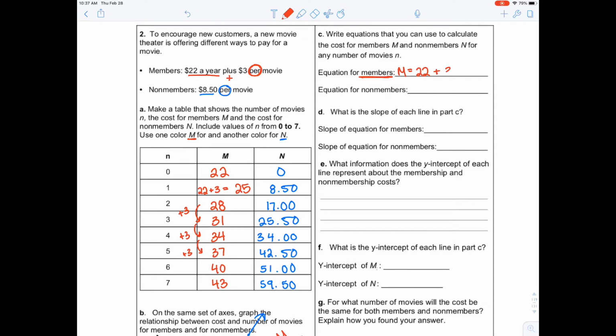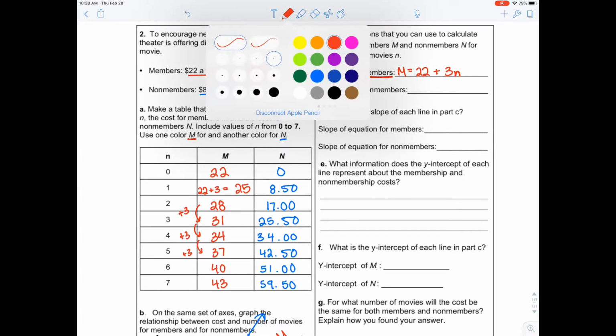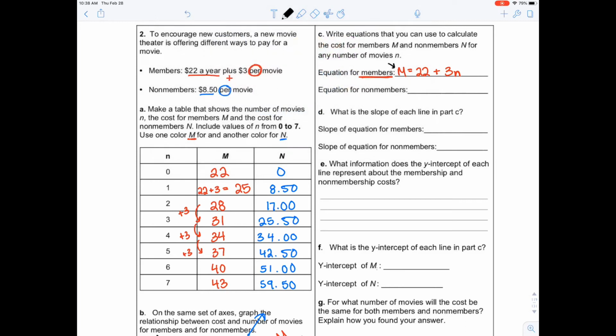So we're going to add $3, and what can we signify for the number of movies? Well, remember, per means to multiply, so we're actually going to multiply 3 by the number of movies. And in this case, we want any number of movies, so we're going to call it n. Okay, so I'm going to go ahead and label these, what each of these mean. So M is for members.